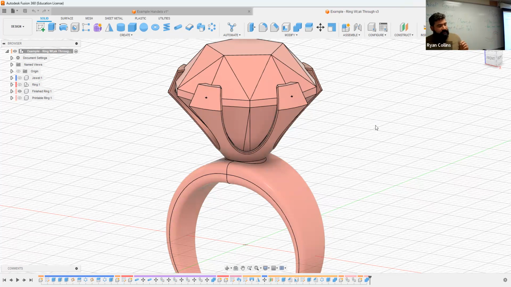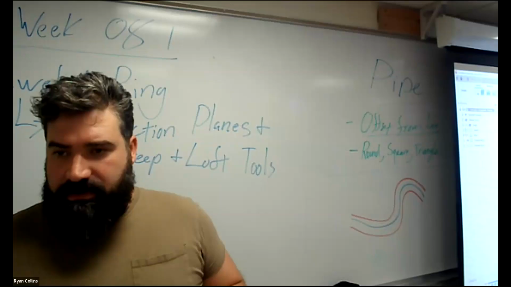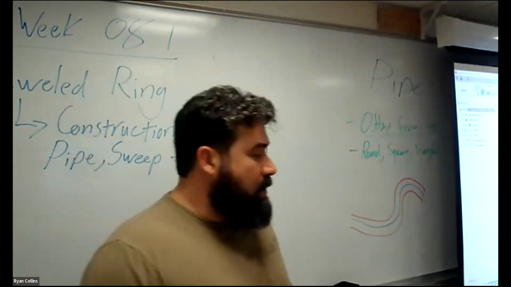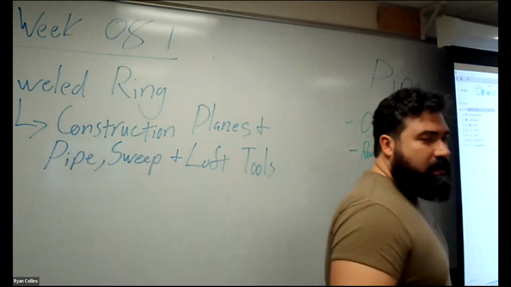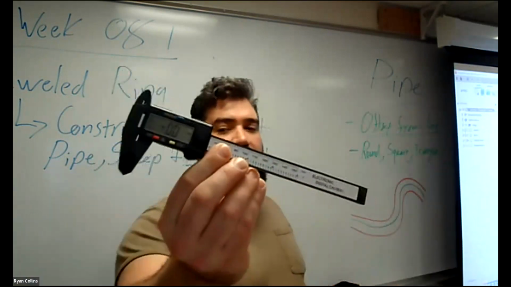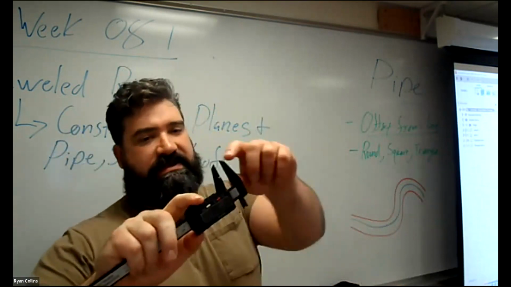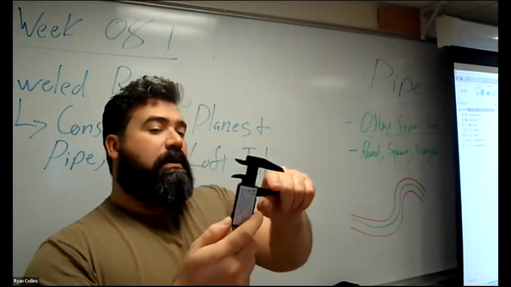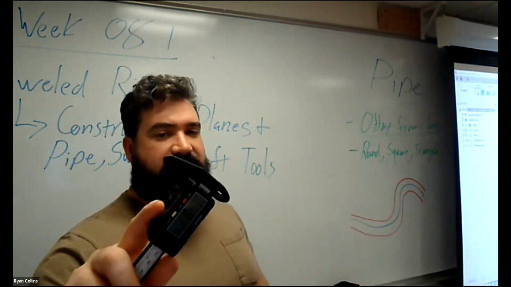Real quick, if you want to get a size to start with for your ring, let me hop off of share here and I'll show you. We have some tools here which are called calipers. If you've never seen one of these, this is a tool that, in this case, a digital readout, has these teeth, these jaws, for taking outside and inside measurements on rounded objects.